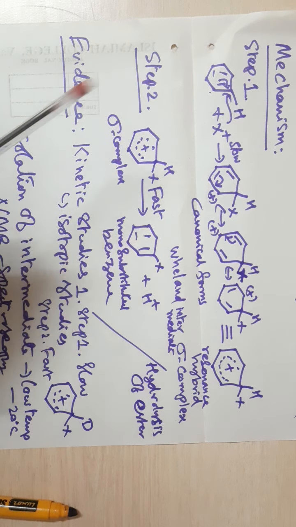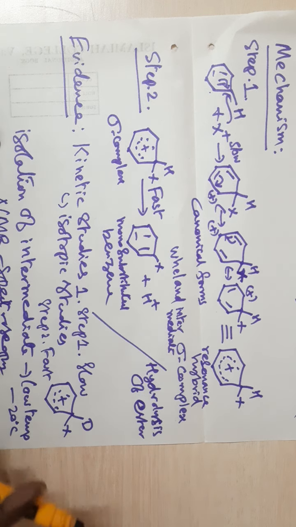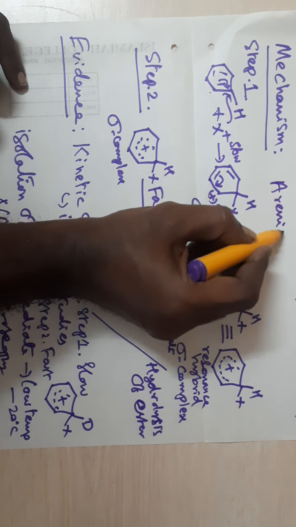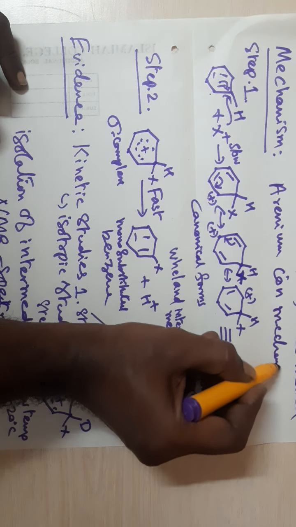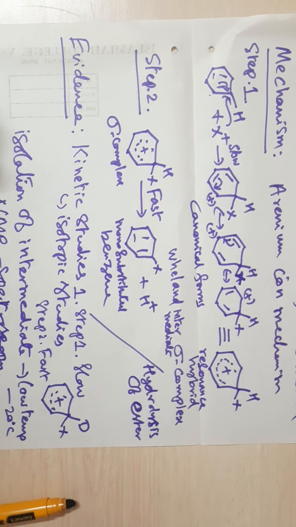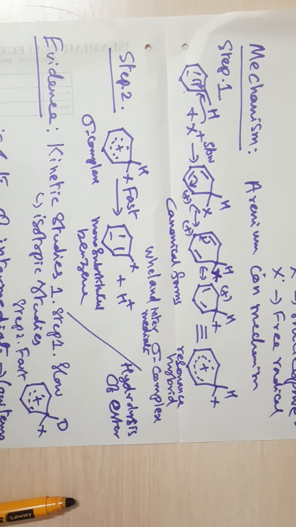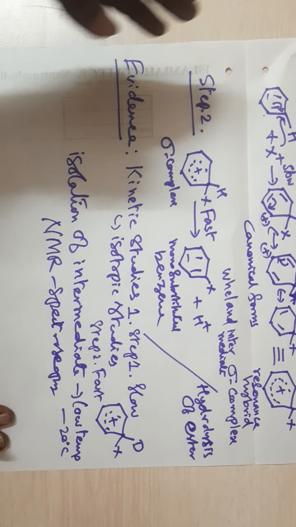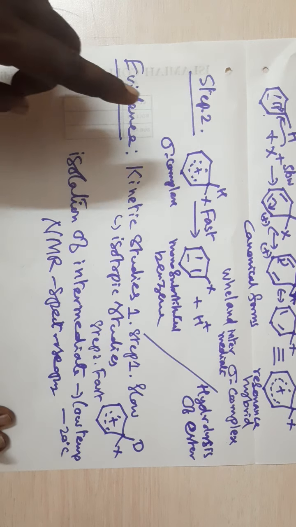So the mechanism of aromatic electrophilic substitution is also called the arenium ion mechanism. These are some of the names for the mechanism of aromatic electrophilic substitution. According to this mechanism, the reaction takes place in two steps. Step 1 is the slow step. Step 2 is the fast step.